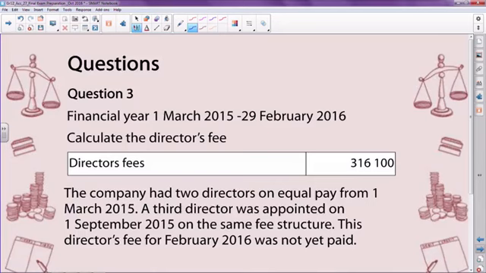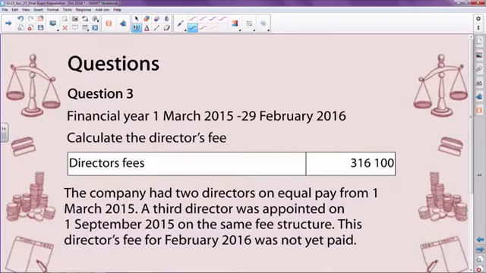I told you we got a mixed bag for you today, and the idea is for you to understand how to do these calculations, because obviously they form part of your adjustments. It says here that your financial year starts on the 1st of March and ends on the 29th of February. We are asked to calculate the director's fee as it would appear in my income statement.